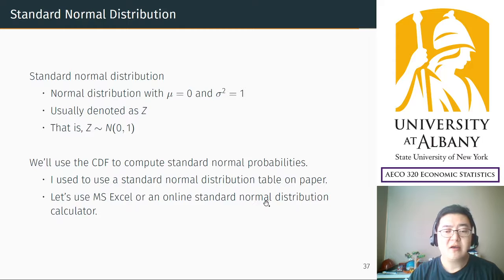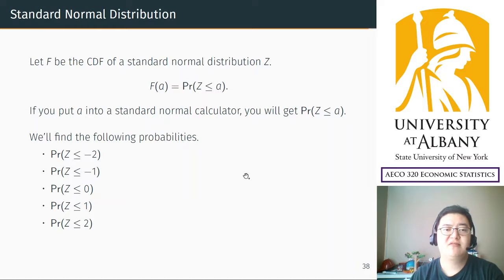So we are going to consider this approach. Suppose that F is the CDF, the cumulative distribution function of the standard normal distribution variable Z. Then remember, the definition of the CDF is this: F of a equals the probability that Z is smaller than a. That means if you input a into the calculator or table, then you will get the probability smaller than a. That's what this function is doing. Now it's a matter of changing a, right? On Excel, I will tell you how to input a and get this probability.